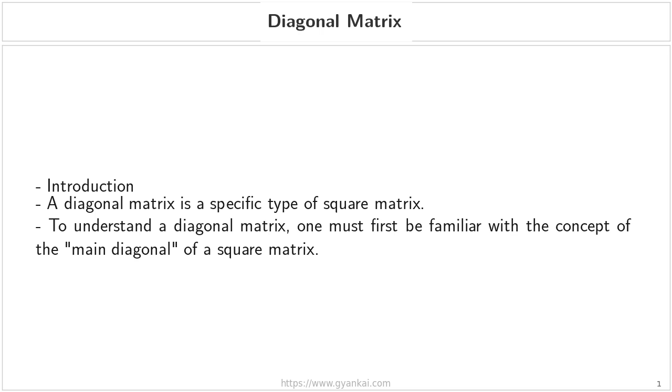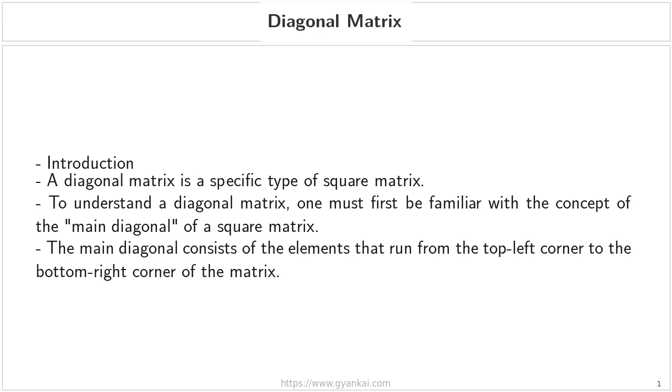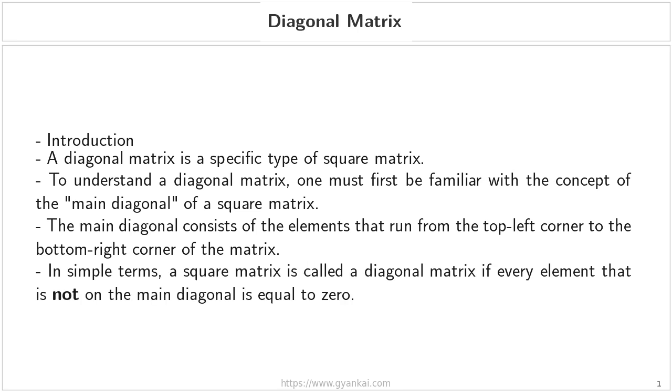Before we dive into the formal definition, we first need to be familiar with the concept of the main diagonal. If you look at any square matrix, the main diagonal is simply the path of elements that runs from the top left corner straight down to the bottom right corner. Now, in simple terms, we call a square matrix a diagonal matrix if every single element that is not located on this main diagonal is equal to 0.